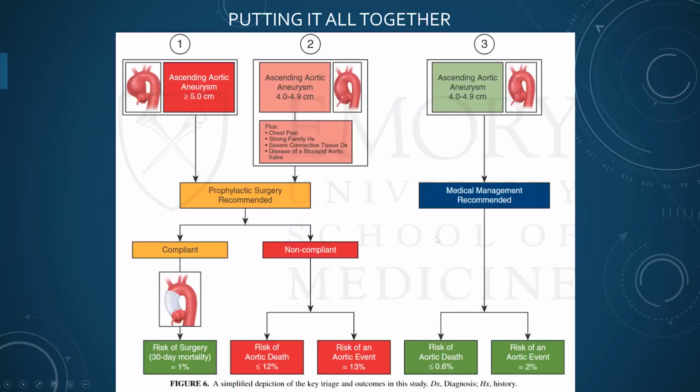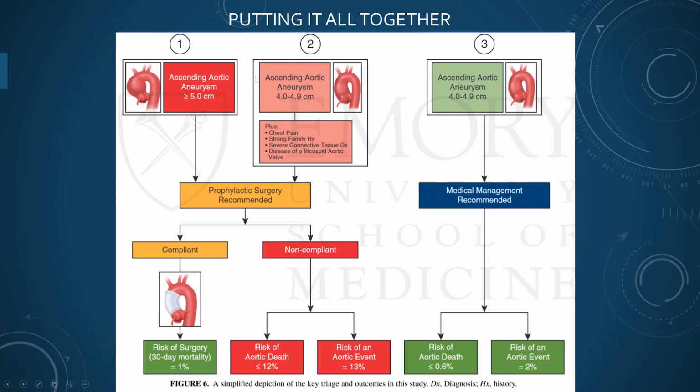So now that we've gone through the three major groups, I want to try to put this all together and look at how we're going to think about this when we have a patient in our clinic or in the hospital that presents with aortopathy. So these are, I think, from the 2010 guidelines, and this is a general algorithm for how to manage surgically ascending aneurysms.